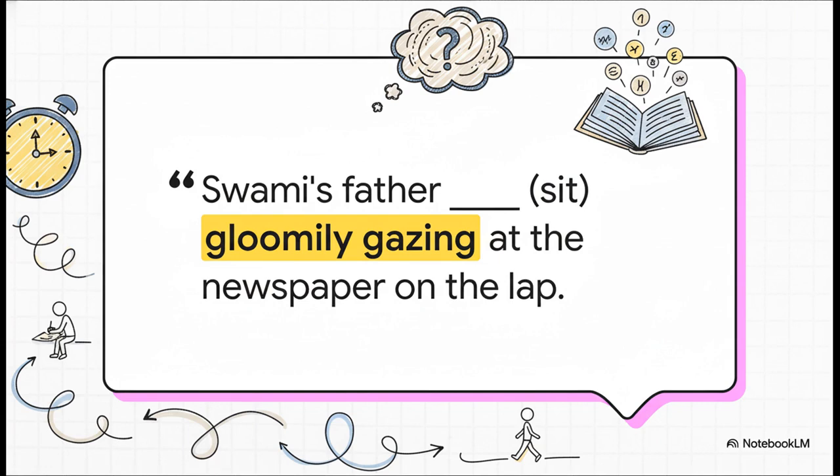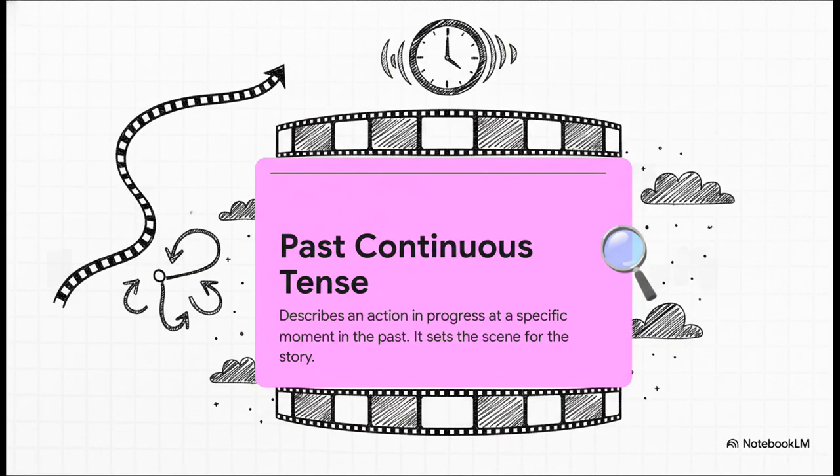I mean, think about it. The action is happening in the past, but it's not a quick one-and-done kind of thing. It's a whole scene that's unfolding. So what tense lets us do that? And the key here is the past continuous tense. Seriously, you can think of this as a storyteller's secret weapon. It doesn't just tell you something happened, it drops you right into the middle of it happening. It's how you build a mood and really set a scene.